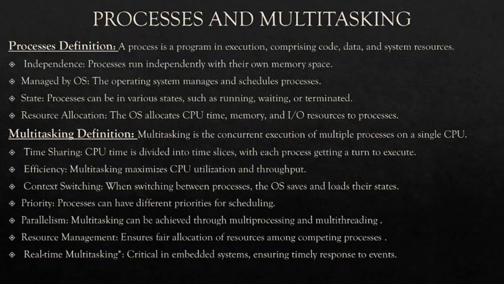CPU time is divided into time slices so that each process gets a turn to execute. Multitasking maximizes CPU utilization and throughput so that efficiency is increased. The OS saves and loads their states when switching happens between two processes. Processes can have different priorities for scheduling.